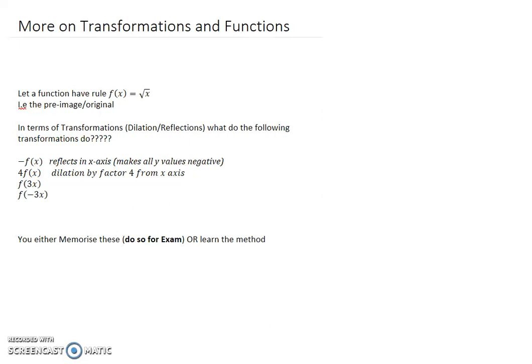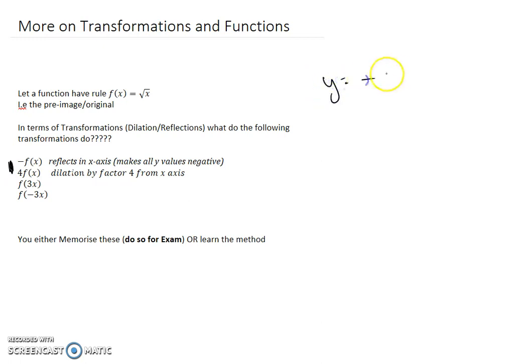Okay, so this video is going to go through transformations and functions with some funky notation. It's a good pun. So basically we want to know what this stuff does. If you have a negative outside f of x, what happens? If you have a 4 outside f of x, what happens? If you have a 3 inside the brackets, what happens? If you have a negative 3 inside the brackets, what happens? And we're just going to focus on dilations and reflections. And ultimately, I think these ones are relatively easy to see.